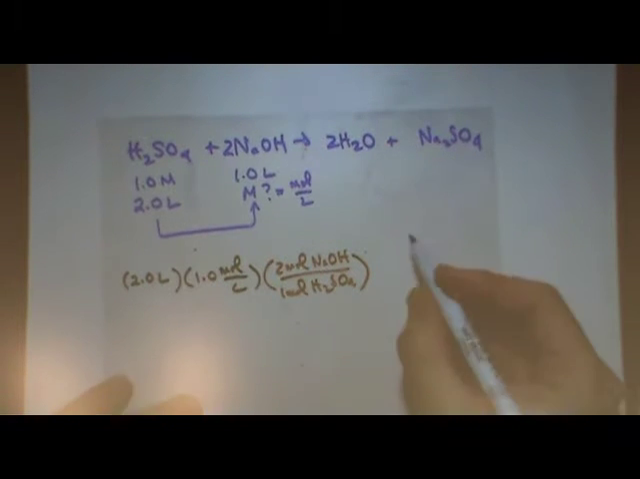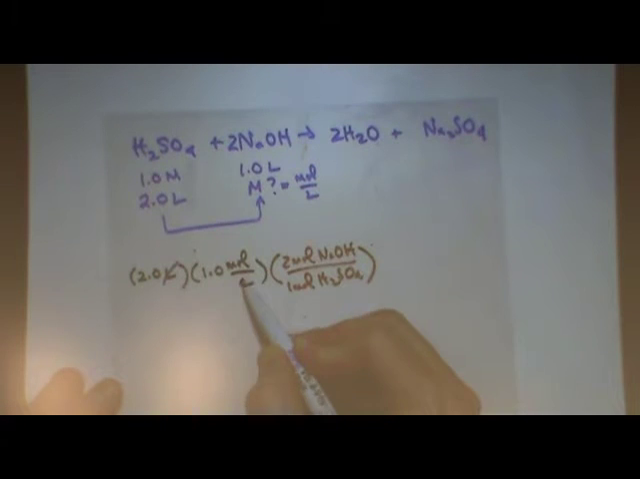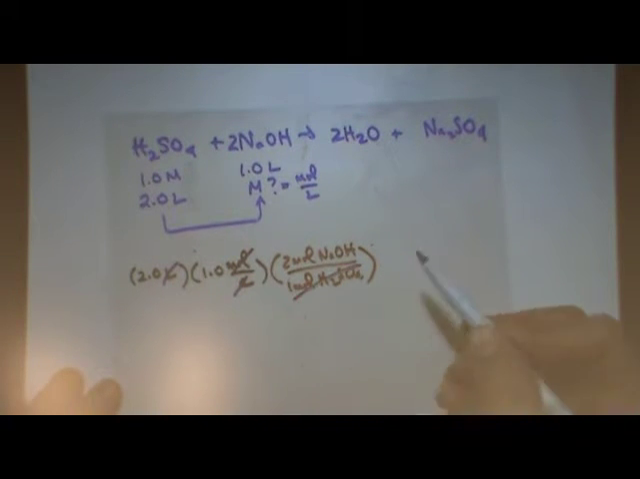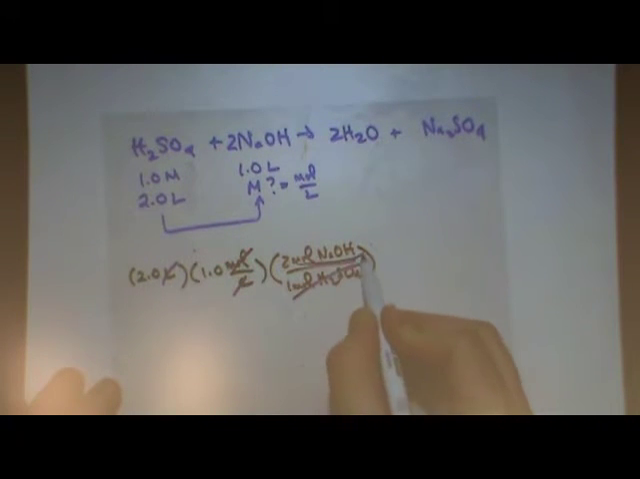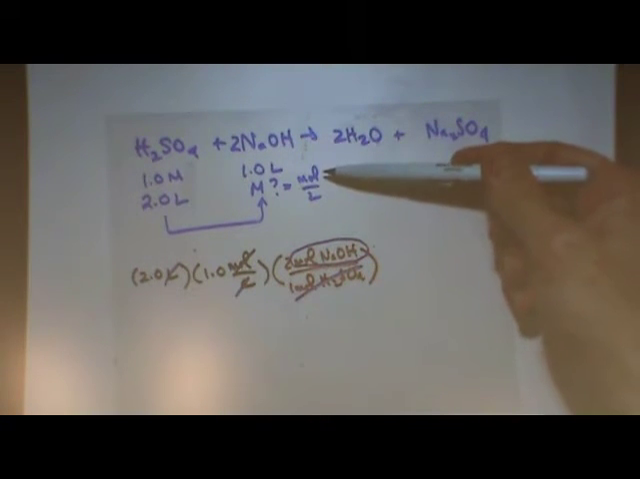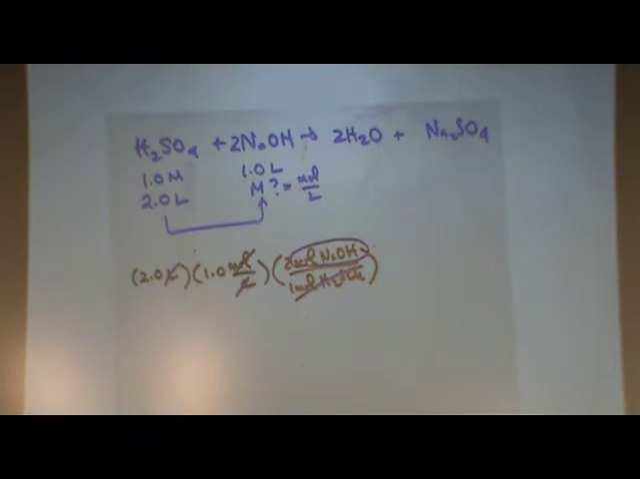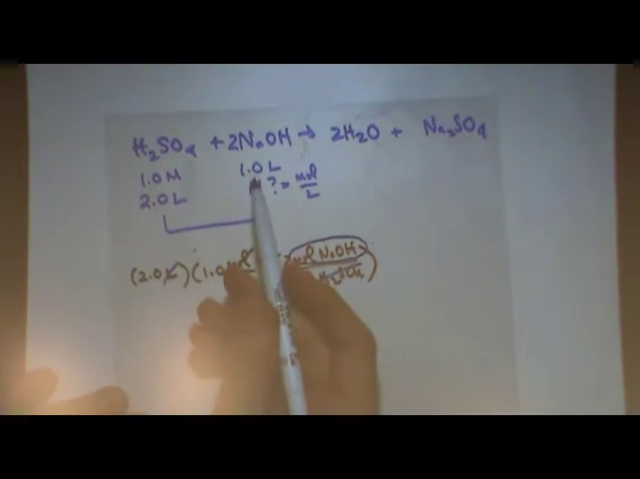Last step, I want to convert to what I was asked for. Right now, if I do all the canceling, liters are gone, moles of sulfuric acid are gone, and I've got the moles of the sodium hydroxide. So I'm actually halfway there. I want moles per liter. What volume do I use here? Yeah, the actual 1 liter.